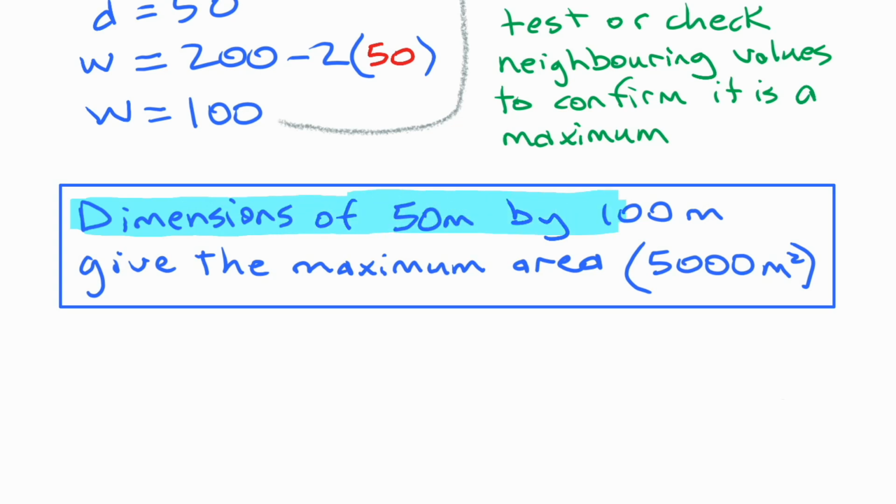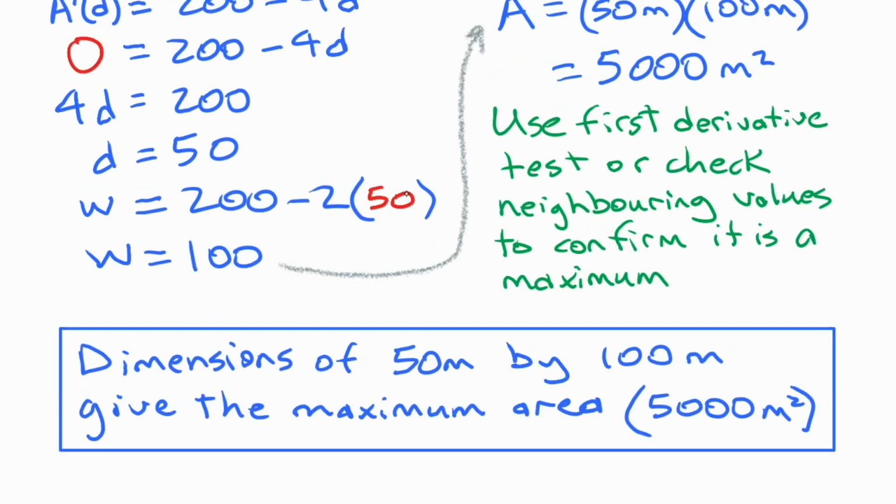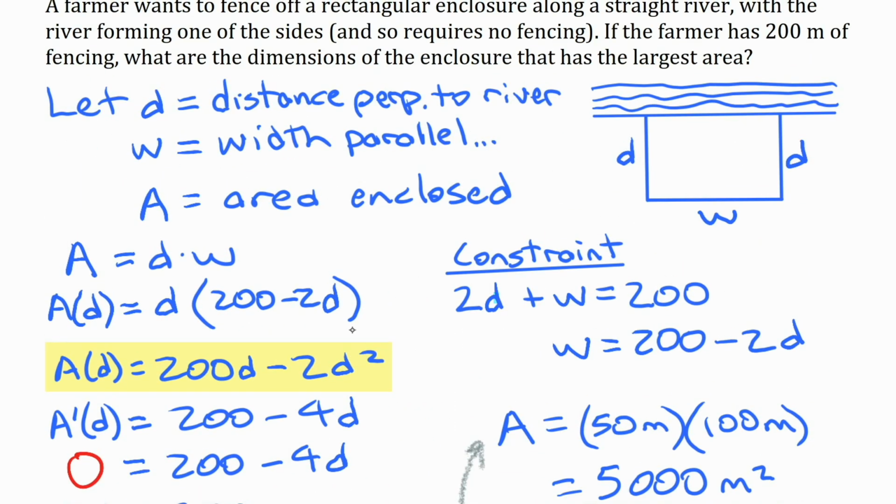I just said dimensions of 50 by 100, but I probably should have said 50 meters perpendicular to the river and 100 parallel to the river, just to be specific about that, right? And when you look back at the picture here.